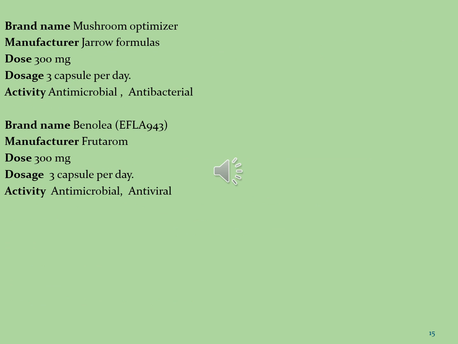The next brand is Mushroom Optimizer, which is manufactured by Jarrow Formulas Nutraceuticals. We take its dose 300 mg per day. It is formulated in capsule dosage form. It is used as an antimicrobial and antibacterial agent.